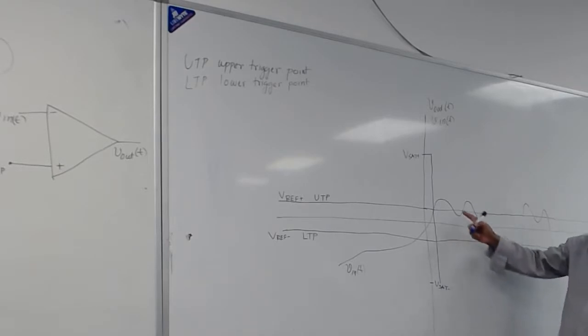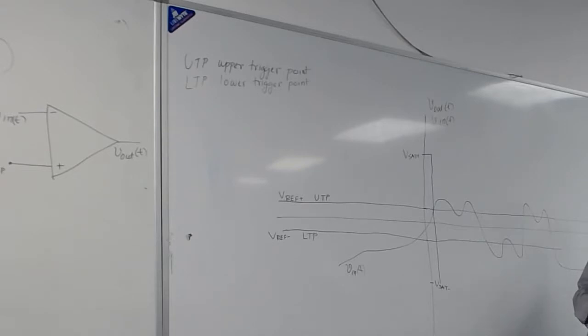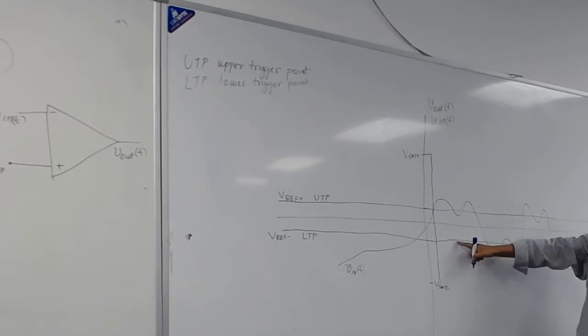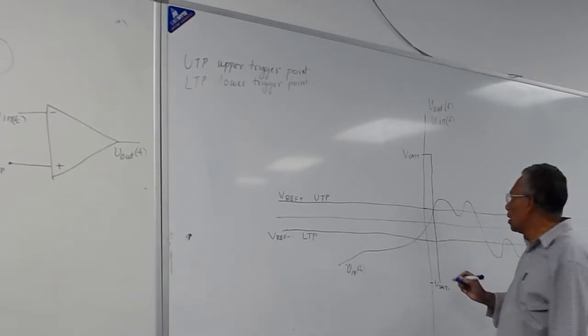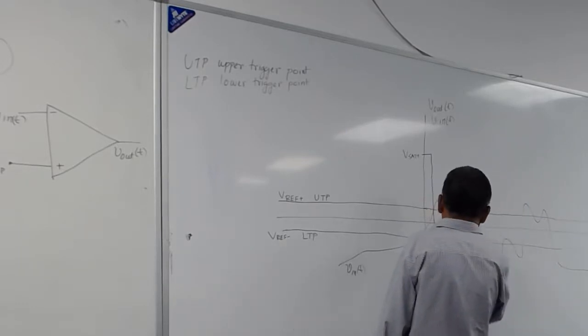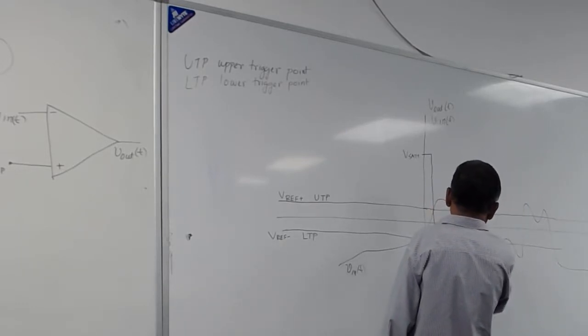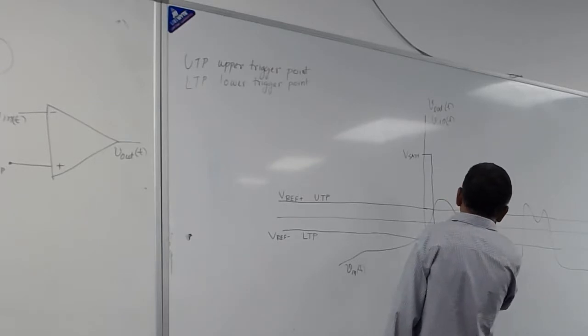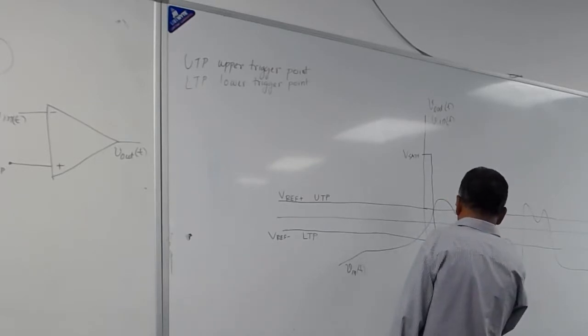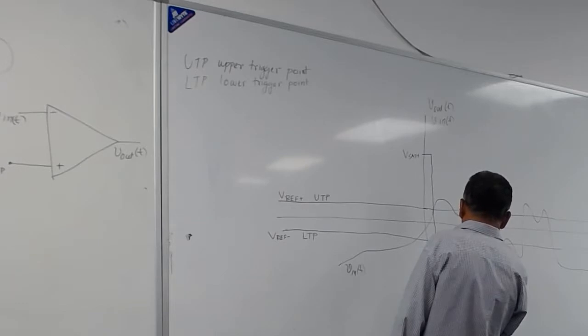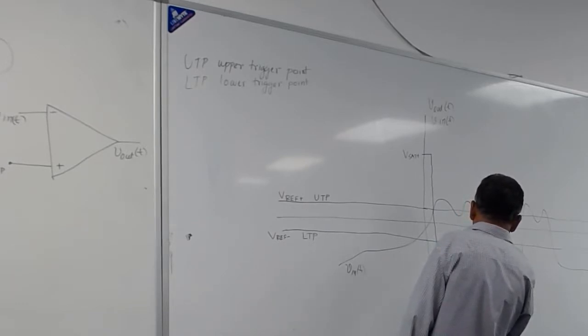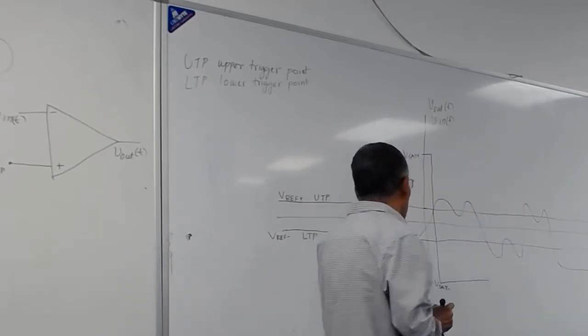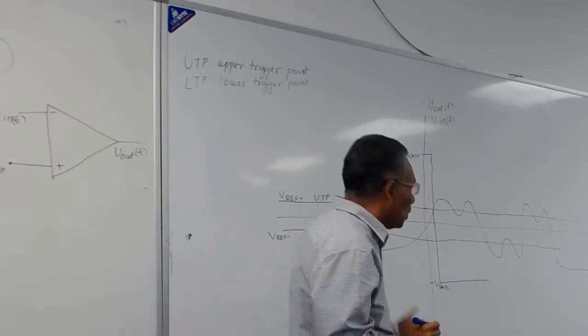So that means this dip here is not going to cause your output to change back to high. You have to go lower than this before it will change high back again. So nothing is going to happen here, and you will have to go lower than this. It's not happening here, not happening here. You have to go here. So it will go all the way like this, continue until the signal actually has gone lower than the lower tripping point. So now it will go up again.